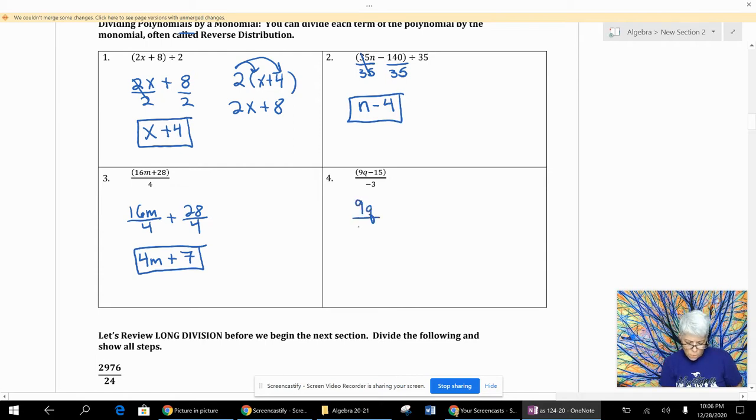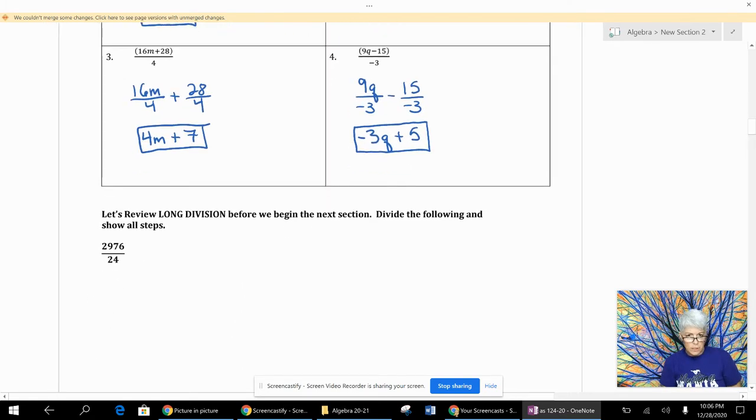9q over a -3, -15 over a -3. Got to be remembering those negatives. So the first one ends up being a -3q, and the second one ends up being a +5, because a negative divided by a negative is a positive.